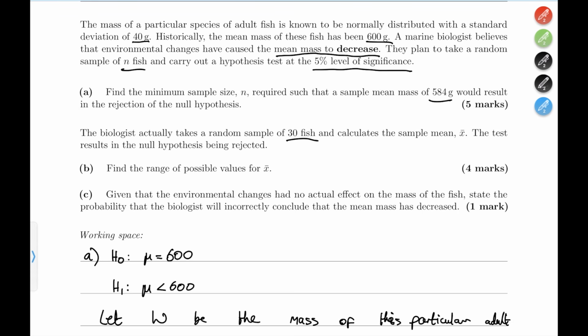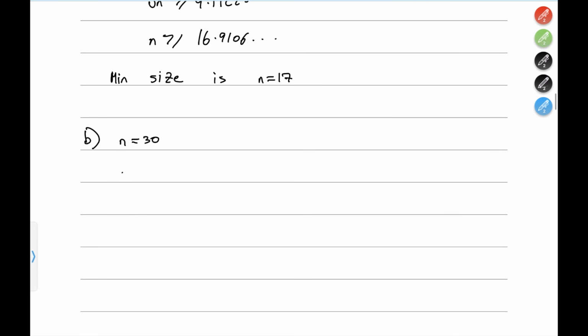So let's now write out x bar minus mu over the standard deviation over root n. And what we want is that again to be less than minus 1.6449. We're using the same significance level and we're still trying to reject.